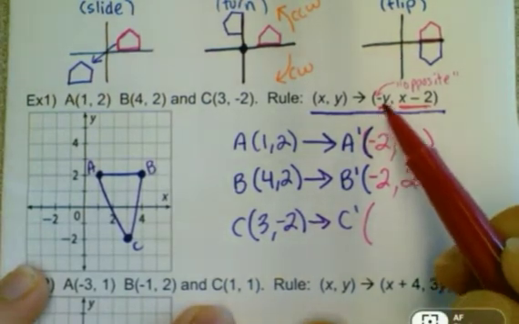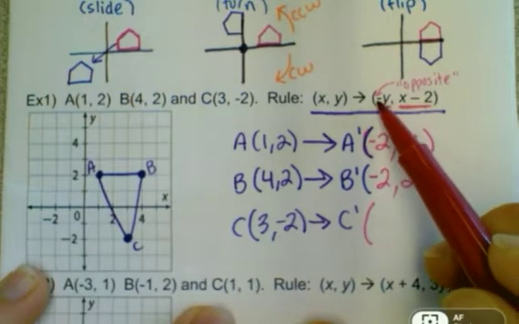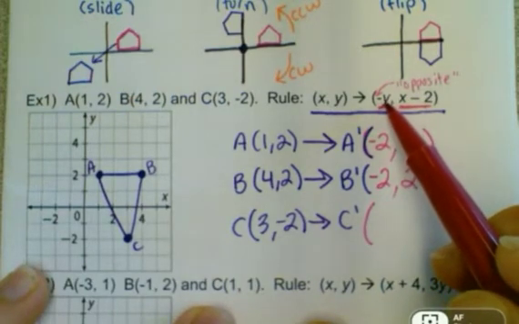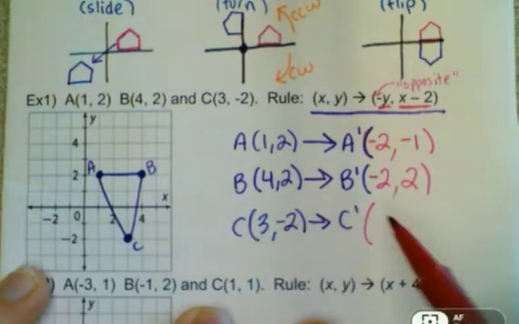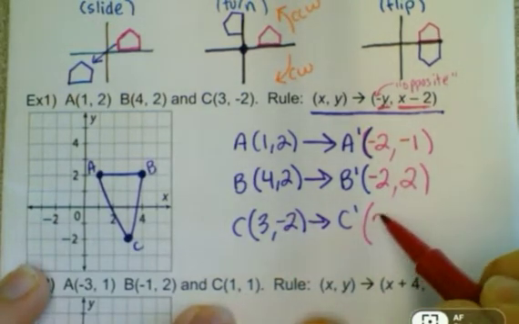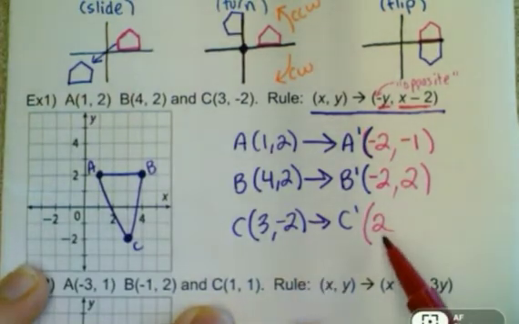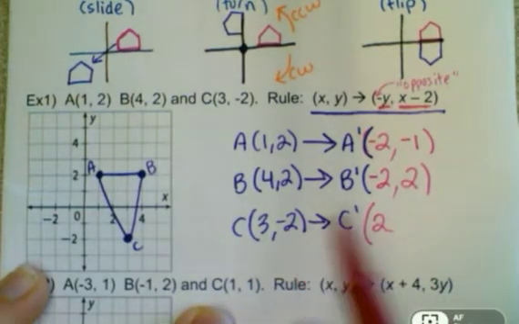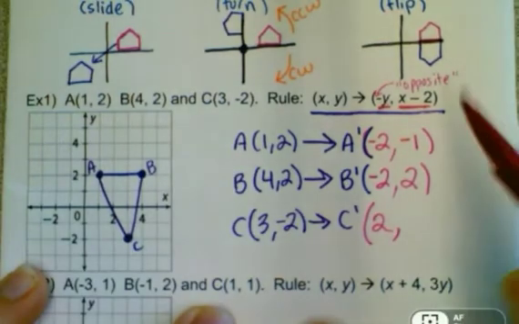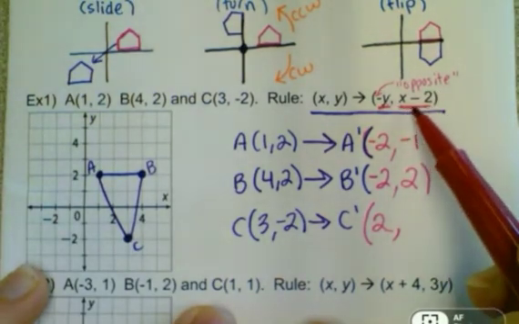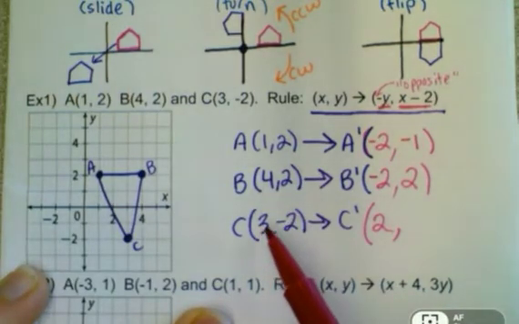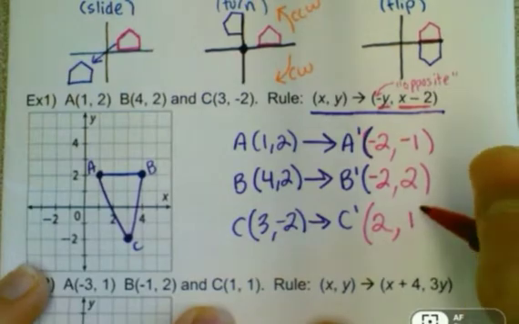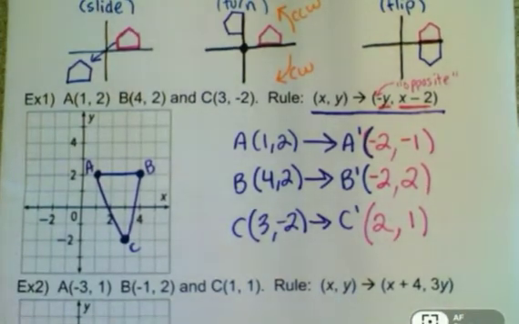In the x position of my new point, I'm going to have the opposite of the y from my original point. My original y was negative 2, so here in the x position, I'm going to put positive 2. So it's flipping, right? A negative of negative 2 is positive 2. In the y position of my new point, I'm taking x from my original and subtracting 2. X from my original is 3, and 3 minus 2 is 1. So there's my new point.